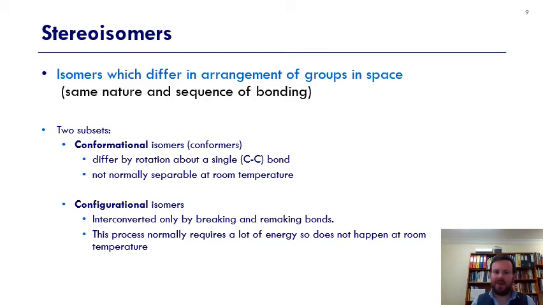Configurational, however, as I said, if we're trying to rotate around a bond in those cases, we'd have to break a bond to do it. So that's something like a double bond or a ring. So that requires a lot of energy. So it's much, much easier to separate configurational isomers because they do have slightly different reactivities. They can have slightly different melting or boiling points. And so we can pull those apart, unlike conformers, which that's generally not going to happen.